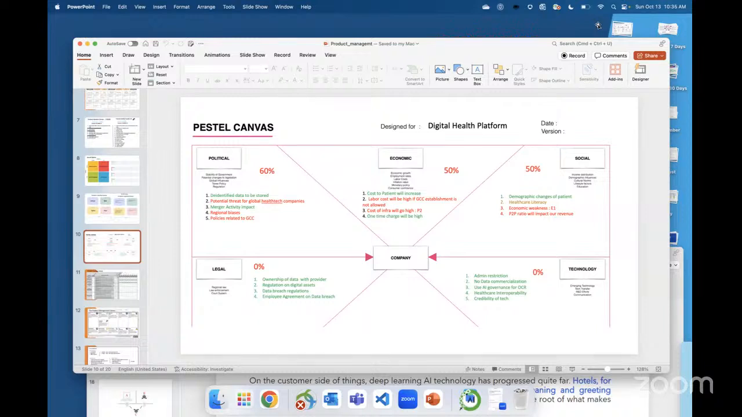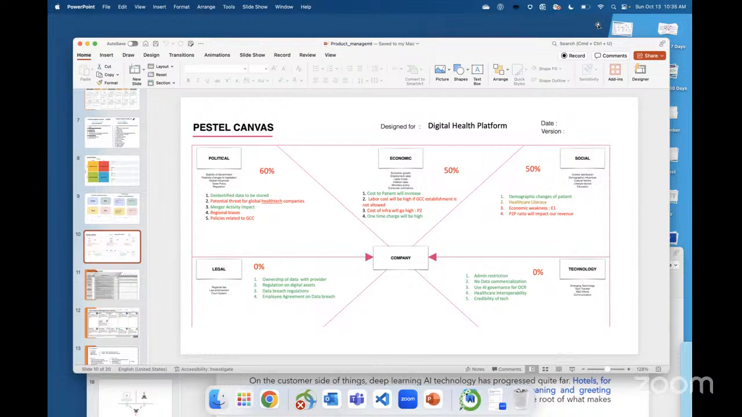So mostly the product owners may not think politically, may not think socially how it is impacting, but those are the necessary elements before you build the product and before you jump into the solution. So you can see we chose a digital health platform, which is nothing but our project to build a digital health platform. So what are the challenges that we might have politically?